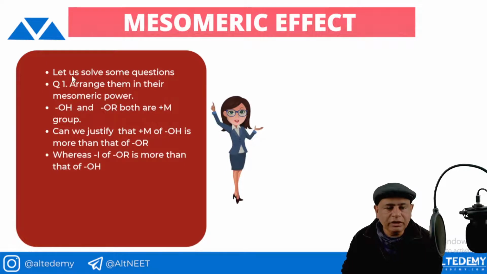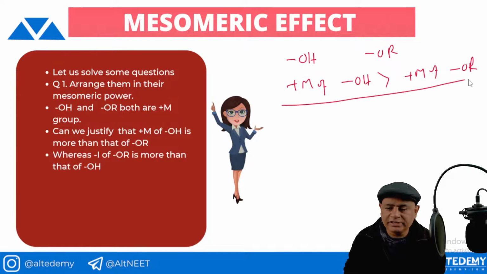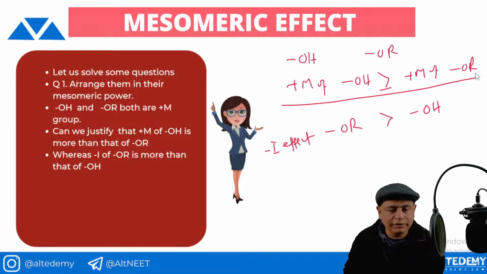Moving ahead, let us solve some questions. Arrange them in their mesomeric power. OH, OR. Plus M of OH is greater than plus M of OR. Very, very important example. If you remember, we had told about inductive effect, minus I effect. In minus I effect, OR is greater than OH, but plus M of OH is greater than plus M of OR. Can we justify this? Try doing it. Try to apply the electronic theory. You will find out. If you cannot find it out, remember this example as a rule.